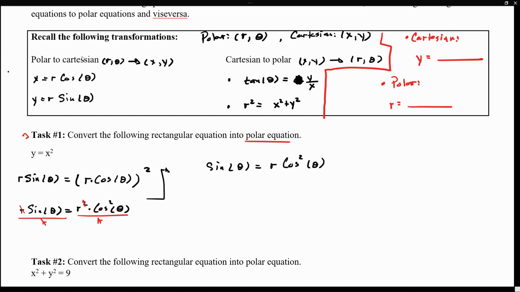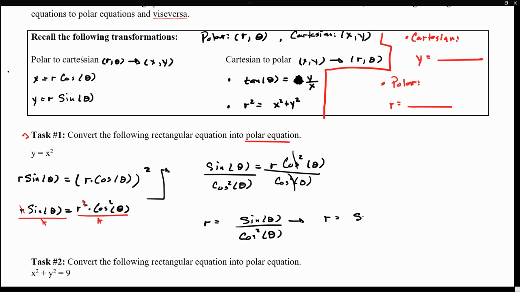Again, we just want to write in terms of r, so we're going to divide both sides by cosine squared. And now we have the expression r equals sine of theta over cosine squared of theta. Notice that this is exactly what we wanted. We have a function in terms of r, and the only variables present in this function are r and theta. This is okay to be our final result, but we can still simplify it, or at least write it differently.